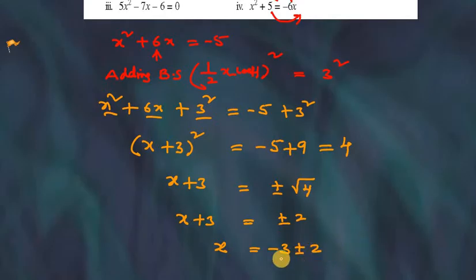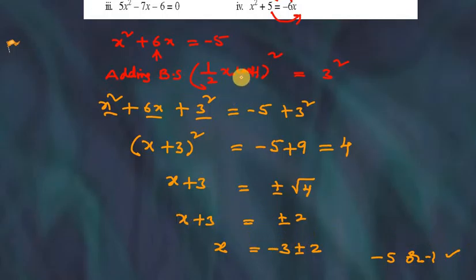So simplify this. If I take minus 2, you will get minus 3 minus 2, that is minus 5, or if I take plus 2, minus 3 plus 2, that is minus 1. So these are the two roots.